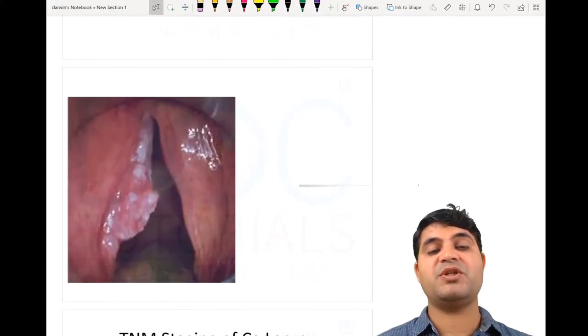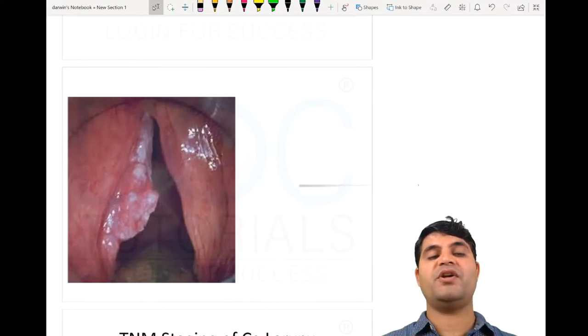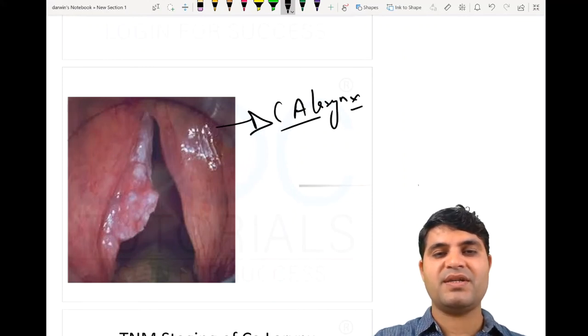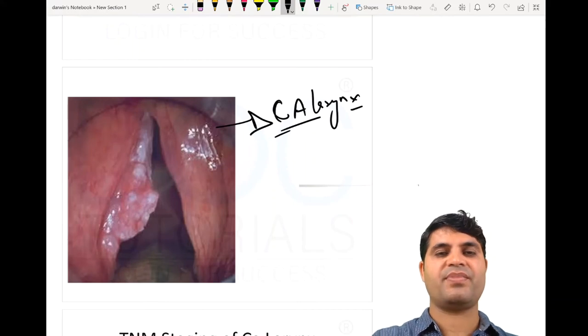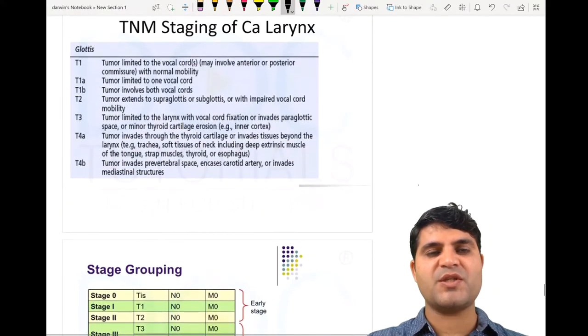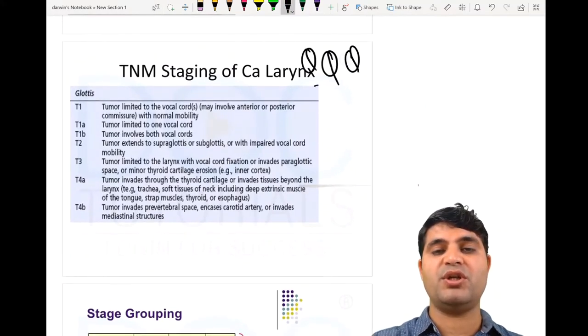You can see this picture can be asked as an image based question. You can see an ulceroproliferative mass with whitish patches of keratosis, nothing but CA larynx, carcinoma larynx. Important. Clear? And remember, dear students, please spend some time in reading this TNM staging. I expect this question in your exams.